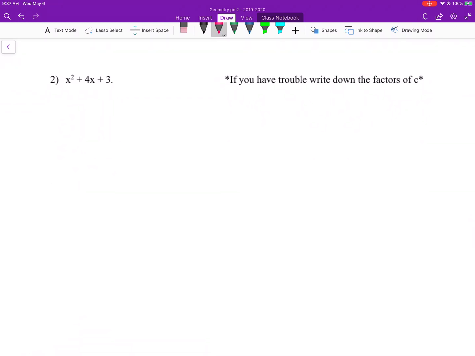Just straight factoring. We're going to work on a couple of them. You can pause the video at any time. This is just Algebra 1 review. So let's take a look. x squared plus 4x plus 3. And I wrote off to the side here, guys, if you have trouble, write down the factors of c. Remember, this is a, b, and c.